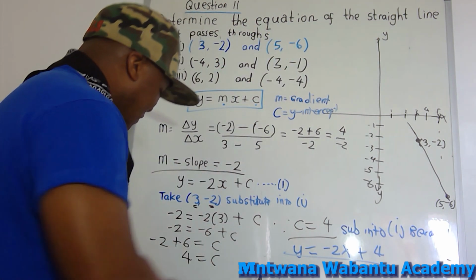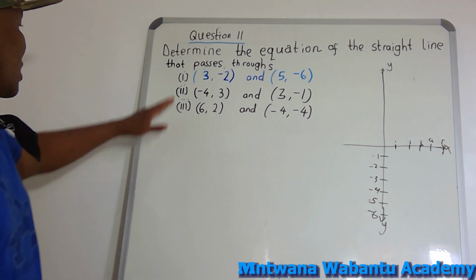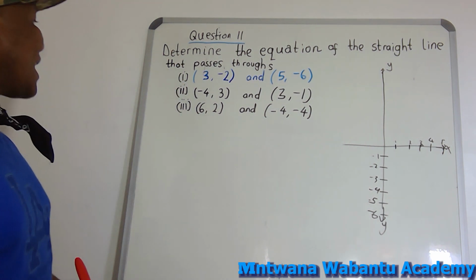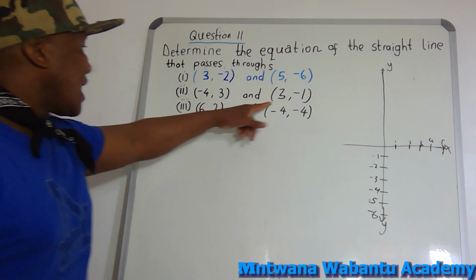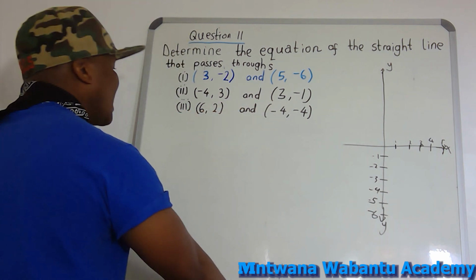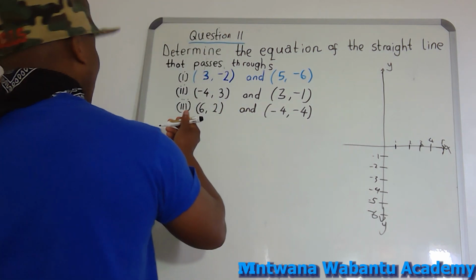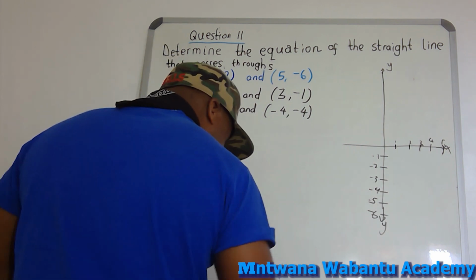Let's go. Okay, now we go for the second question. For the second question, we do the same thing. Find the equation of a line passing through -4 and 3 and 3 and -1. So now first and foremost, let's allocate the coordinates. What is the coordinate? The coordinate.